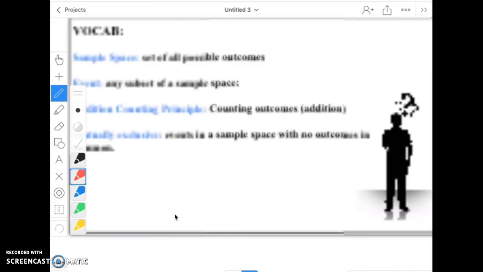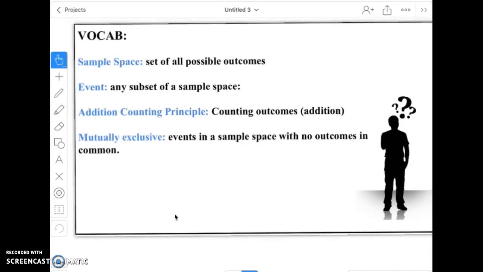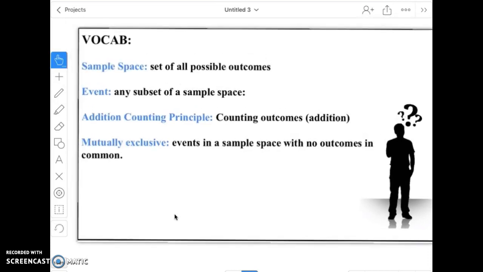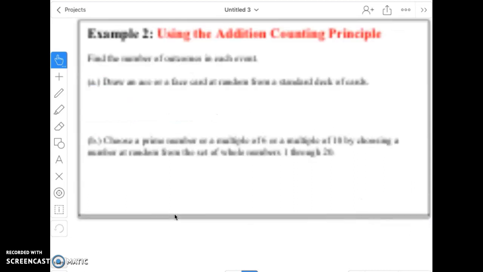Make sure you get this vocab in your notes. Make sure when you are going through these you have notes in front of you, or you are taking notes off of this. So first thing, a sample space, set of all possible outcomes. An event would be any subset of a sample space. The addition counting principle, that would be counting the different outcomes that we have. And then mutually exclusive would be events in the sample space with no outcomes in common. Okay, so that'll go a little bit into our next piece here.